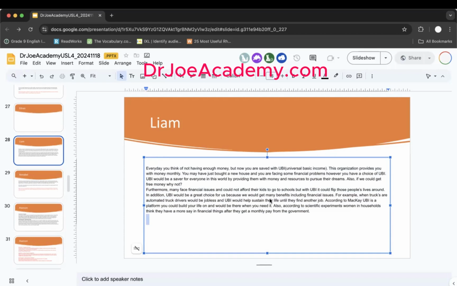Furthermore, many face financial issues and could not afford their kids to go to school, but with UBI, it could flip those people's lives around. In addition, UBI would be a great choice for us because we could get many benefits, including financial issue. Oh, shoot. I think I wrote something wrong. For example, when trucks are automated, truck drivers could be jobless, and UBI would help sustain their life until they find another job. According to McKay, UBI is a platform you could build your life on and would be there when you need it. Also, according to scientific experiments, women in households think that they have more say in financial things after they get a monthly pay from the government.